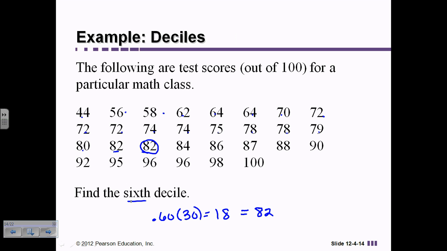So if I want the sixth decile, I want 0.60 times 30, which is 18. So counting over to the 18th spot, 16, 17, 18. This is our marker for the 60th percentile and the 6th decile. So 82 and below would be the values that represent the 6th decile.